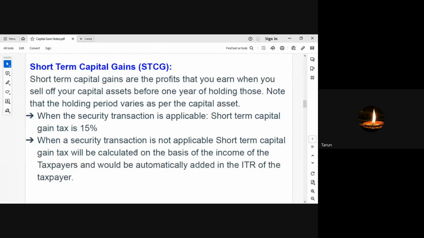Right, it's classified into two categories. When any transaction happens between the seller and the buyer and a security transaction is applicable, then the tax on that transaction is 15%. If a security transaction is not applicable, the tax will be calculated on the income basis of the taxpayer and will automatically be added in the income tax return of the taxpayer.